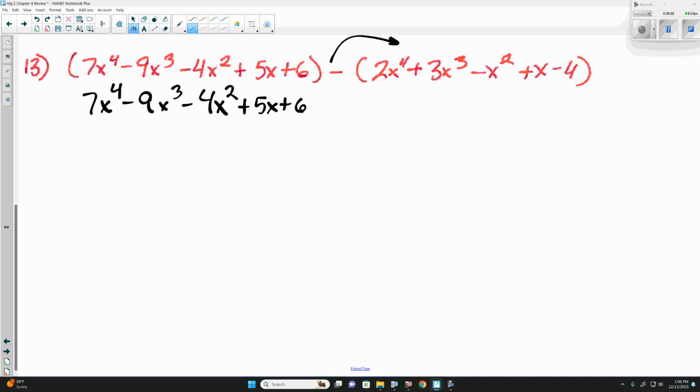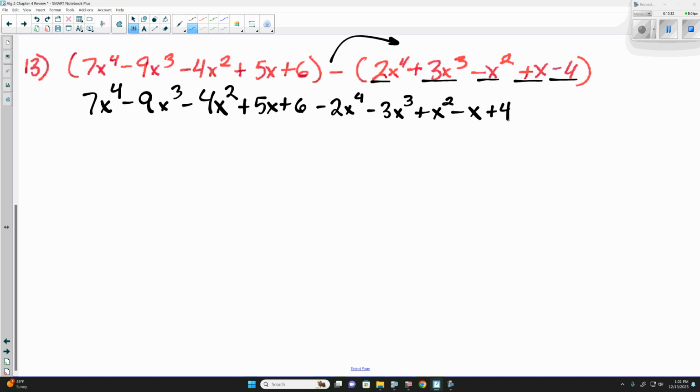Now, since we're subtracting, we have to apply that minus, that negative sign, to everything in the second set of parentheses. So our positive 2x to the fourth becomes negative. Our positive 3x cubed becomes negative. Our negative x squared becomes positive. Our positive x becomes negative, and our negative 4 becomes positive. So we have to change the sign on everything in that second set of parentheses.